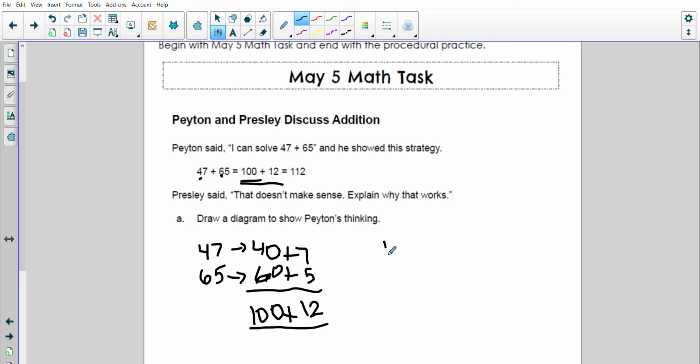So 100 plus 12, let's line it up better. 100 plus 12, again, you can do this mentally in your head, squeezing it back together. 0 plus 2 is 2. 0 plus 1 is 1. 1 plus nothing is 1. So 112 equals 100 plus 12. And that right there explains what Peyton was thinking.